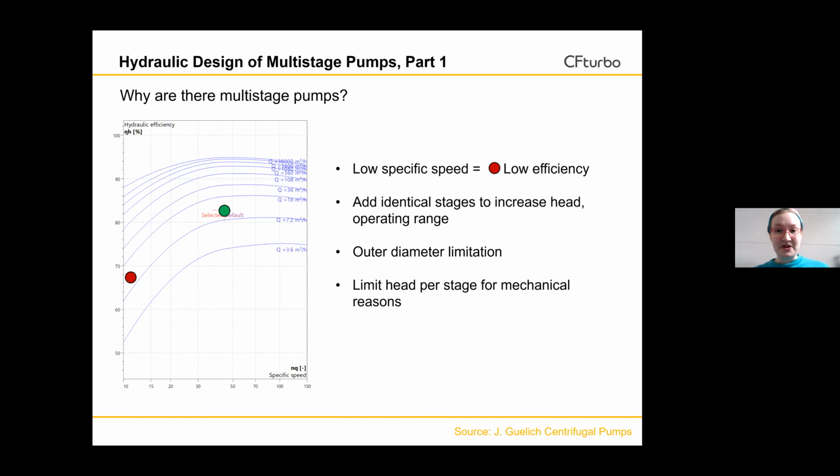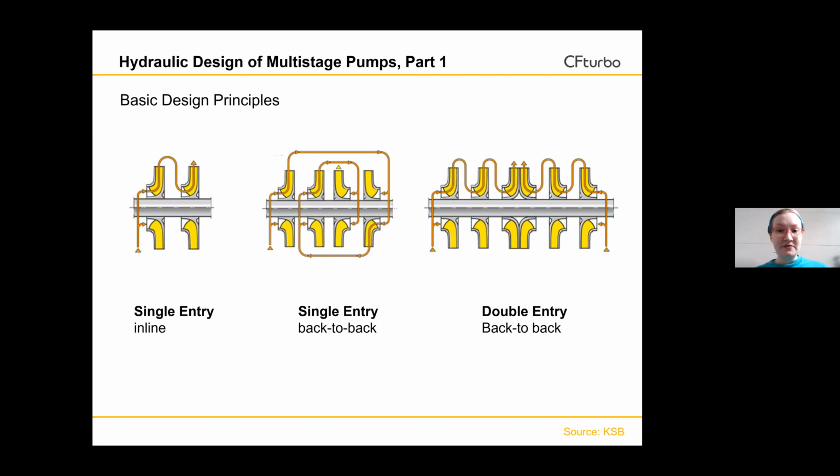In a multi-stage pump, in general, the fluid flows from the outlet of one impeller to the inlet of the next. There are different ways to do that. Here we have selected 3 major design principles to distinguish multi-stage pumps. On the left, we have a single entry inline configuration. In the middle, there's a single entry back-to-back design. And on the right side, we see a double entry back-to-back model. Back-to-back designs are built to minimize the axial thrust.